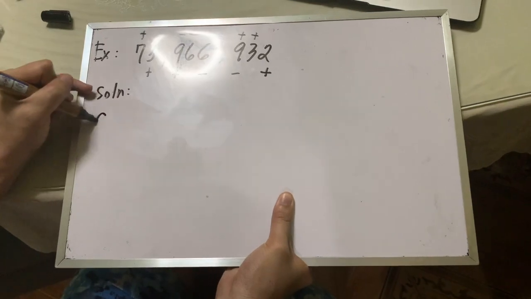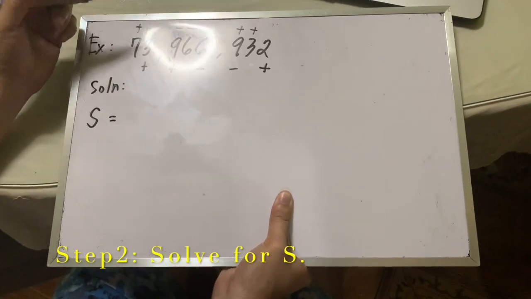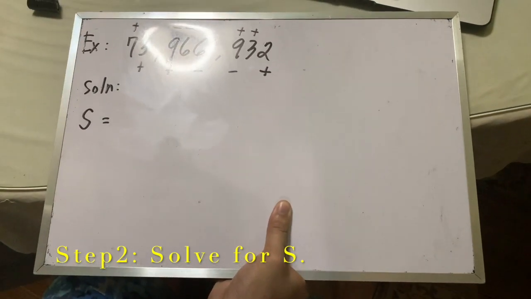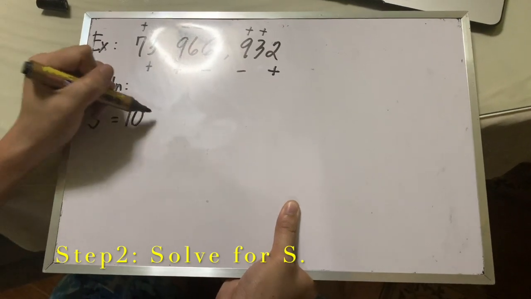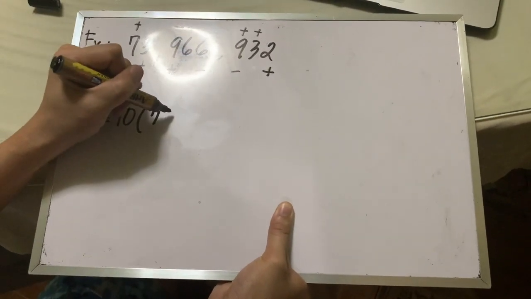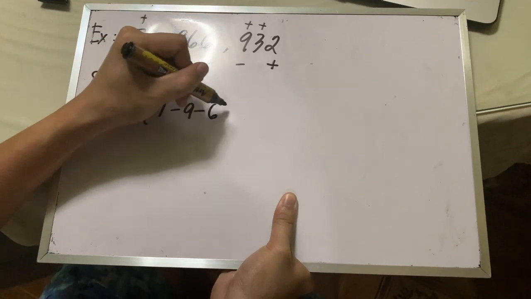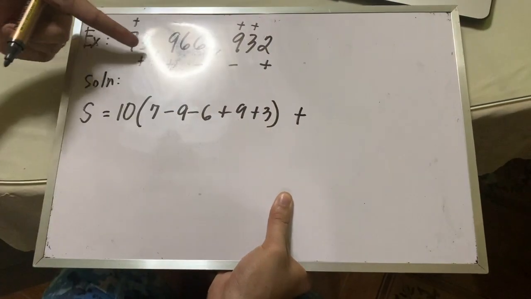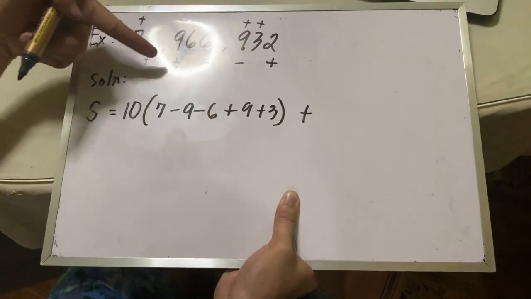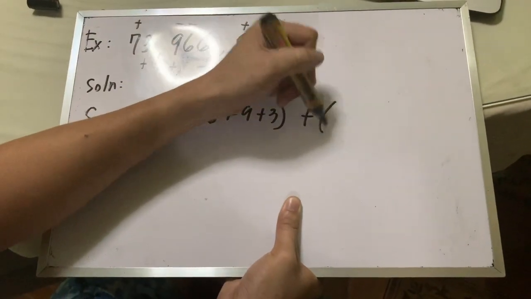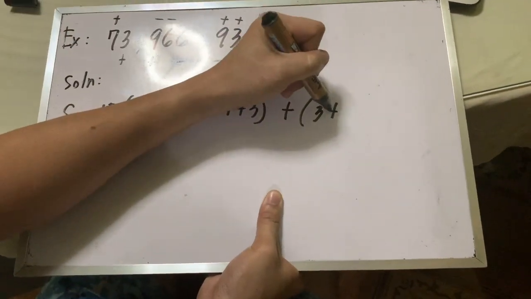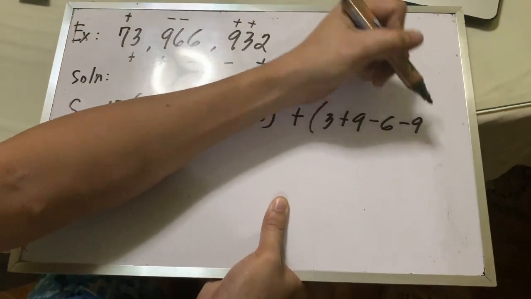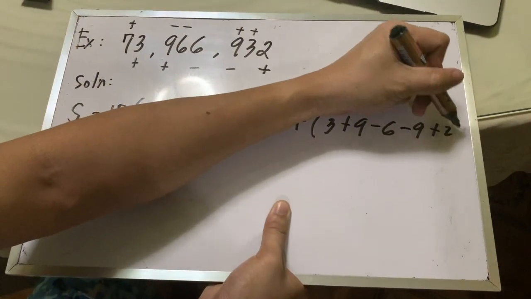So here, let's identify the value of S by adding all the digits determined by the signs on the upper part of the number. We have 10 times 7 minus 9 minus 6 plus 9 plus 3, plus the digits determined by the signs at the bottom part of the number, which are 3 plus 9 minus 6 minus 9 and plus 2. So let's simplify.